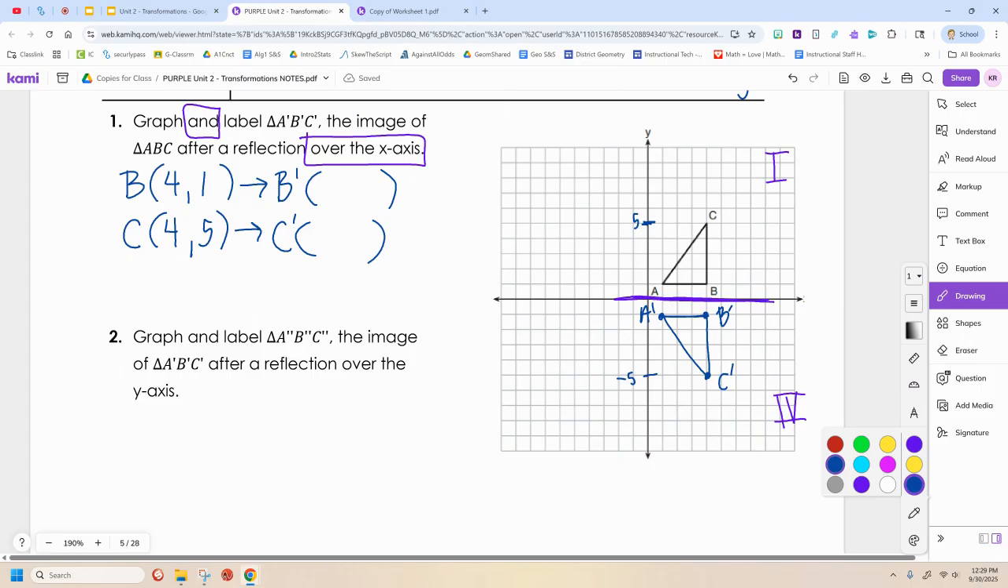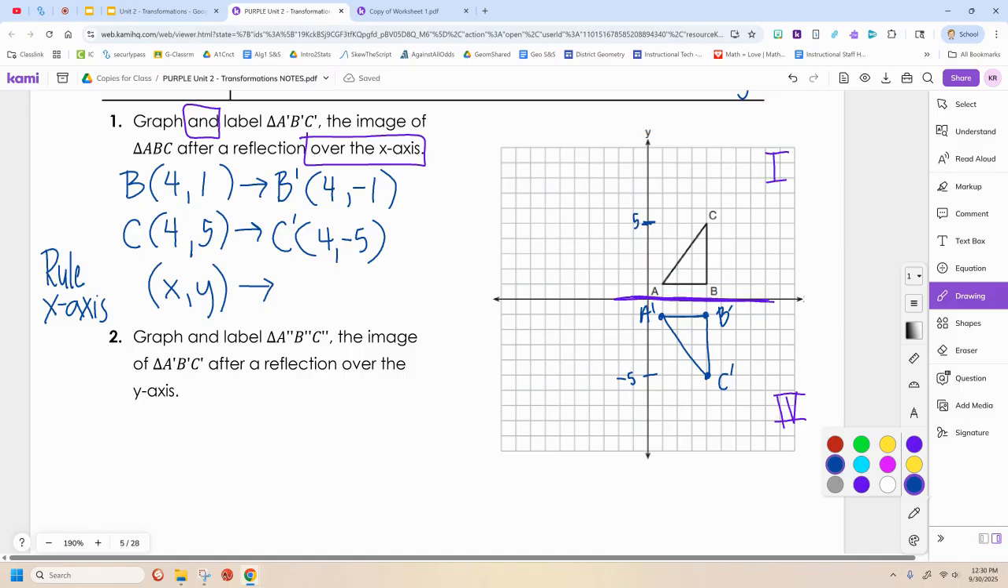Where is B prime now? What stayed the same? It's still 4 over, but what has happened to the positive one? It became negative 1. And so C is 4, negative 5, which means the rule for the x-axis only is (x, y). Okay, and so now this is how we figure out the rule.